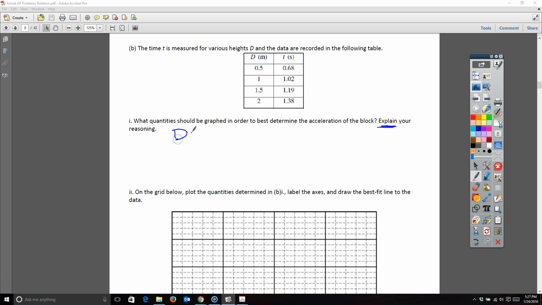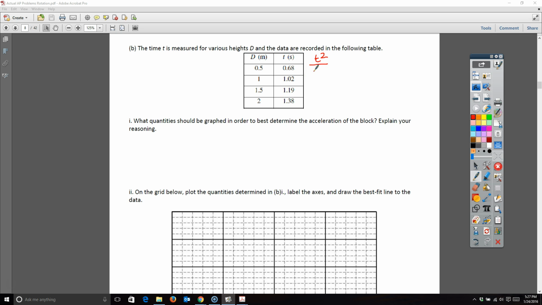We know that we need to do d versus t squared. And if we do that, the acceleration will be equal to 2 times the slope. You have to say both of those things in order to get both of the points. For the next part on the grid below, they want us to plot the quantities. So first thing I would do, and they won't give you points for this, but the first thing you need to do is do t squared.